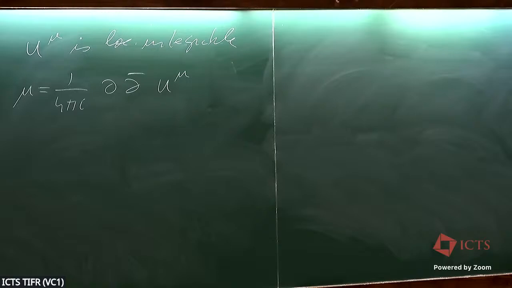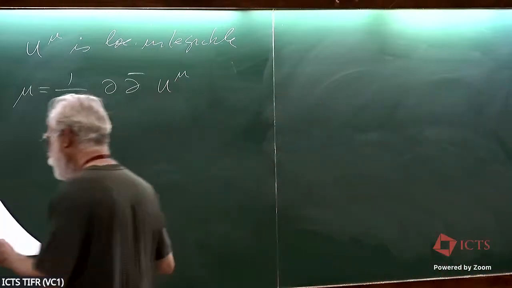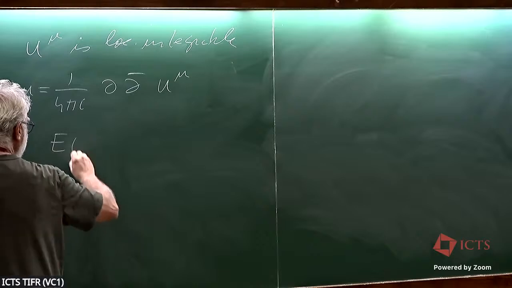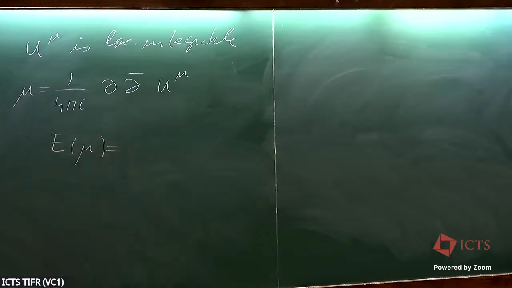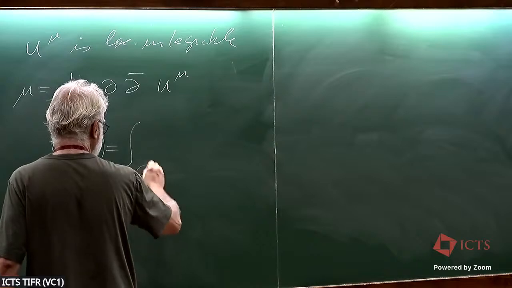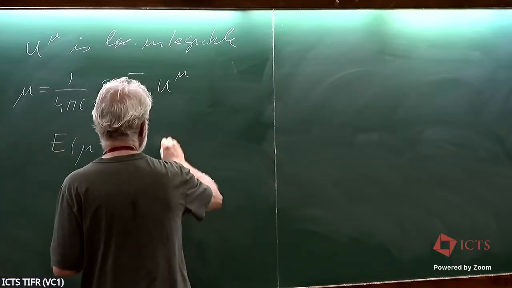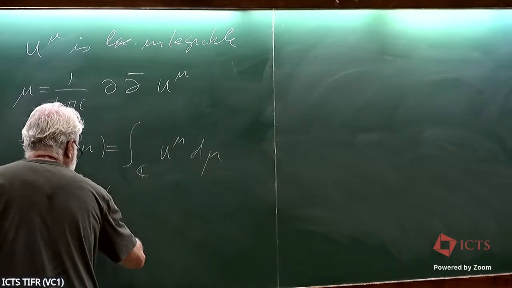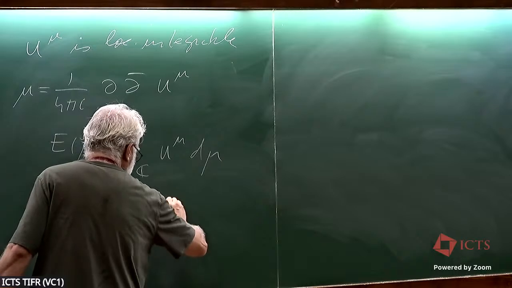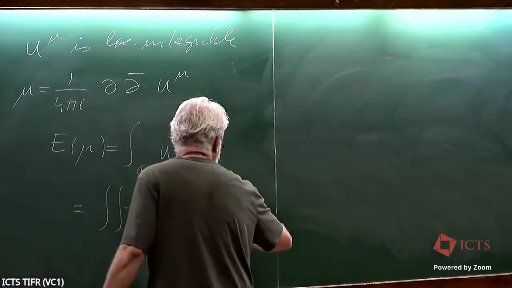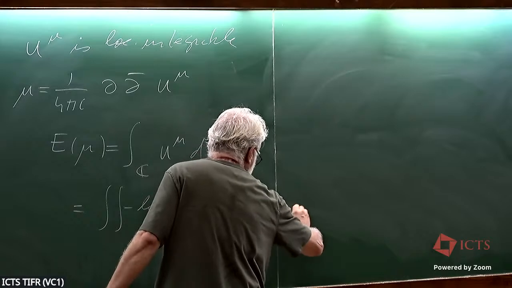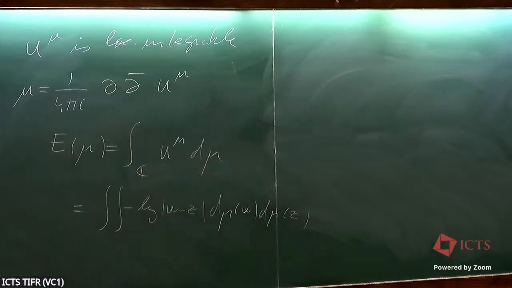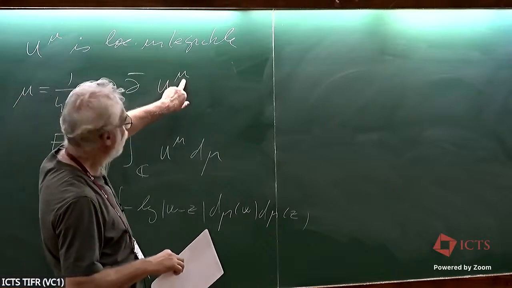Okay. Now this is the potential, and now the energy of my measure is the integral over C of the potential u mu d mu. Or if you want, this will be a double integral of minus log of absolute value of w minus z, d mu w, d mu z. So this is the potential of mu.